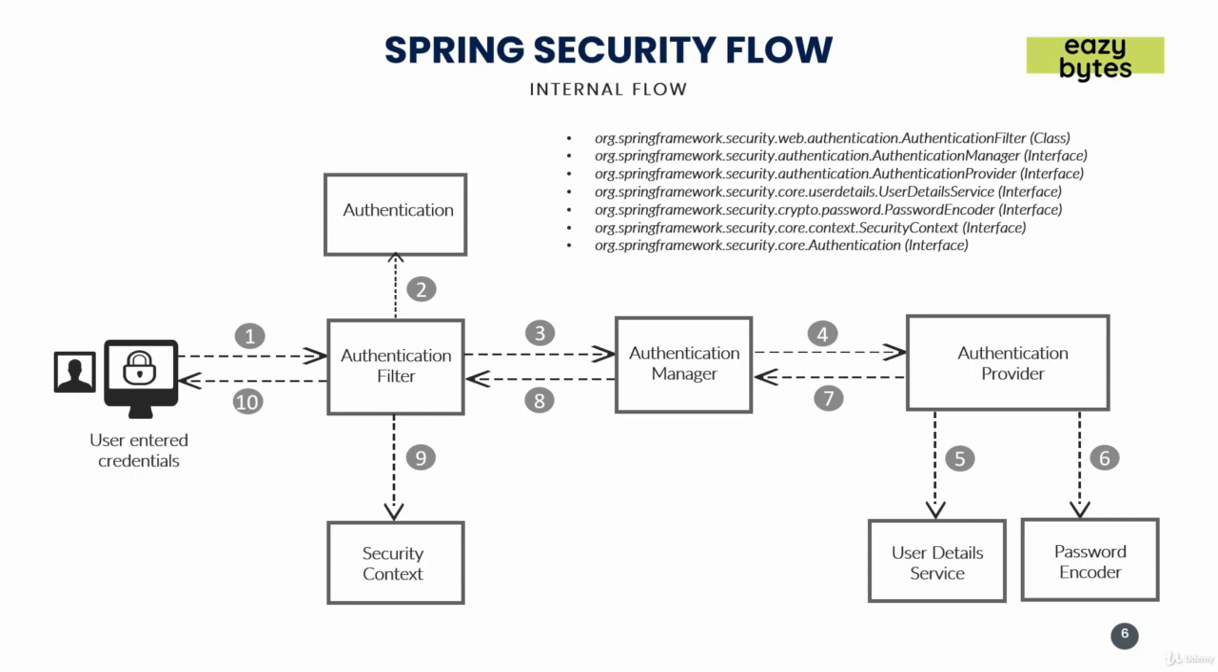Now my authentication object, which I initially sent from my filter, will hold whether the user is a valid authenticated user, what the authorities are, and what roles are associated to it. Once my authentication filter receives my authentication object, which is populated from the authentication provider and manager, as seen in step 8, this authentication filter will pass that authentication object to the security context, where my details will be stored inside the container.